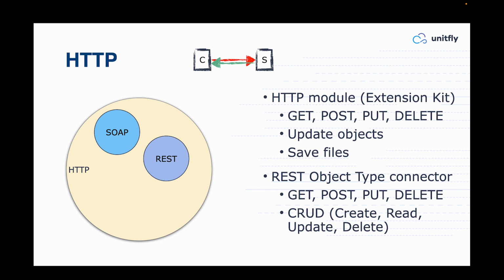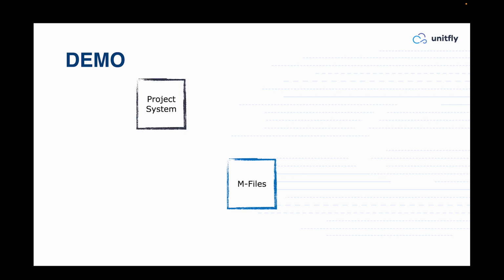So let's go to a demo. For our demo, we will have M-Files and we will have some project system. What we would like to synchronize between the project system and M-Files will be the projects. So whenever our customer creates a project in some project system, we will have that in M-Files. So maybe they are using their project system to plan all the resources, to have all the tasks, and so on.